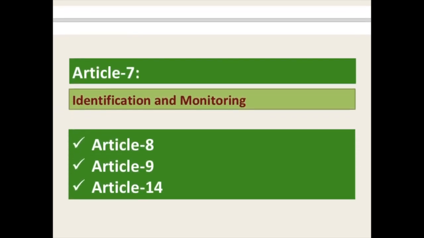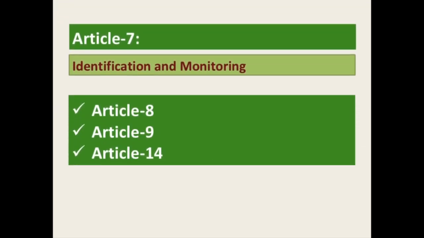Now moving to Article 7. So Article 7 is the identification and monitoring. So each contracting party shall identify biodiversity components important for conservation and sustainable use, monitoring them through sampling or other techniques, identify categories or process that may have adverse impact on conservation and sustainable use of biodiversity or genetic resources.